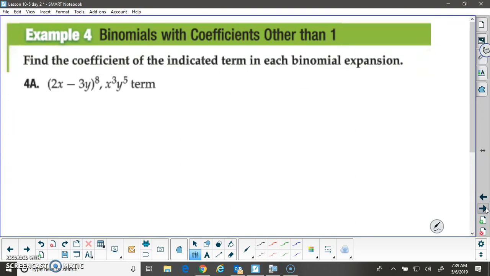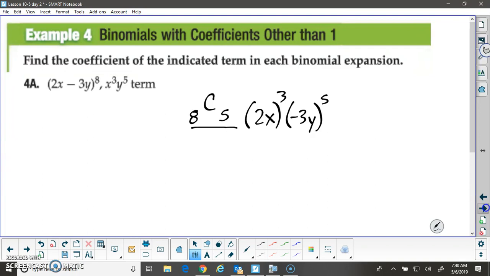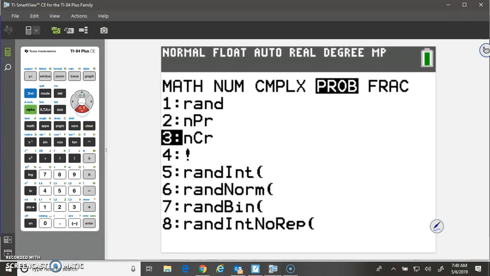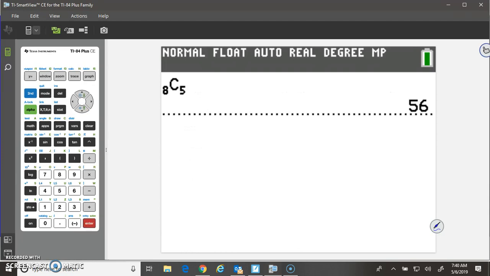Next problem gives us a binomial, 2x minus 3y raised to the 8th, and they want us to find the x to the third, y to the fifth term. So let me put 2x in parentheses. That's going to need to be raised to the third power, and a negative 3y, that's going to need to be raised to the fifth power, which means my coefficient would be an 8 NCR 5. Remember, this number and this back exponent are always the same. So let's find that coefficient 8 NCR 5. And that gives us a 56.